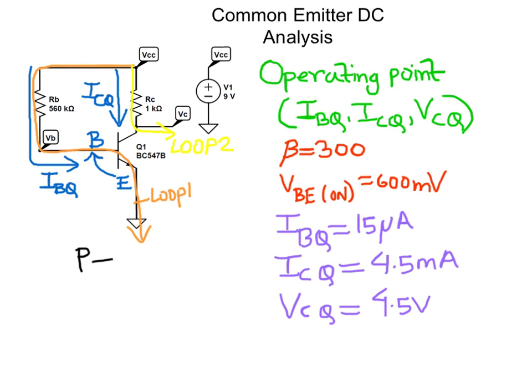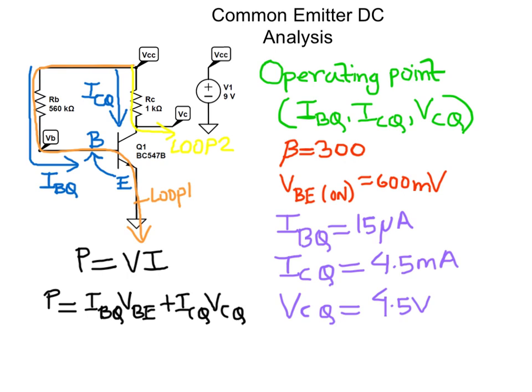We know that power is given by the product of voltage and current. We can determine the power dissipated by the transistor Q1 by taking the product of the quiescent base current and the base emitter junction voltage plus the product of the quiescent collector current and the quiescent collector voltage. So the power dissipated by the transistor Q1, P equals IBQ times VBE plus ICQ times VCQ.